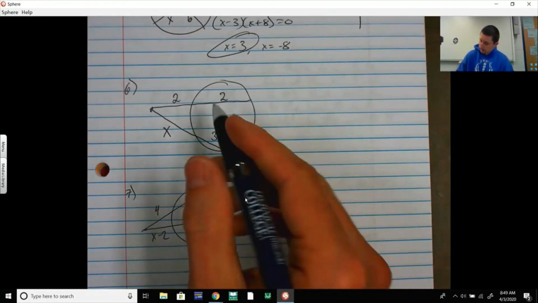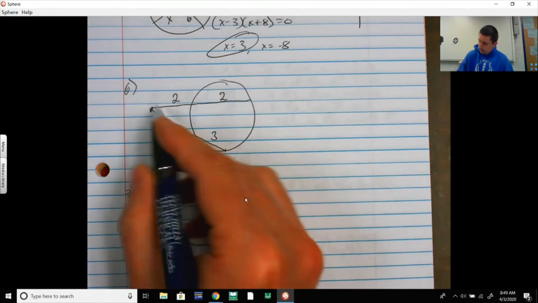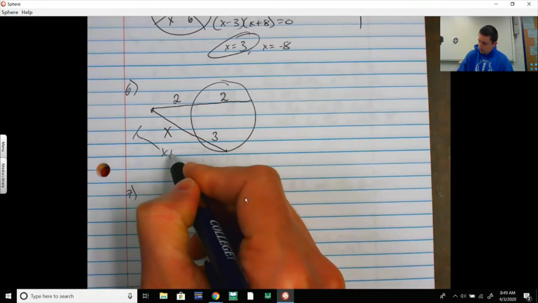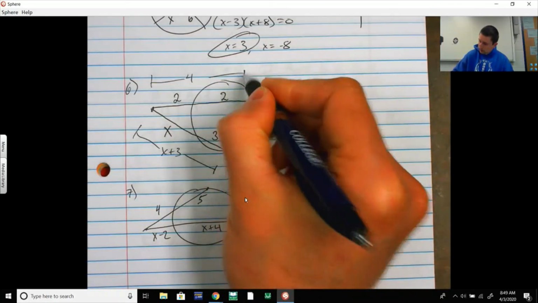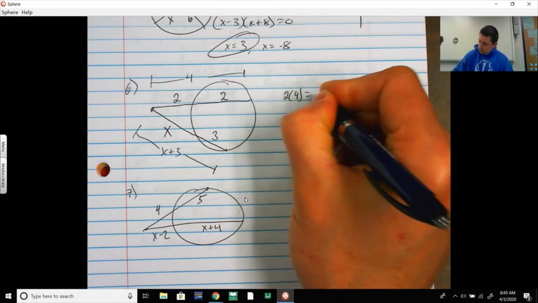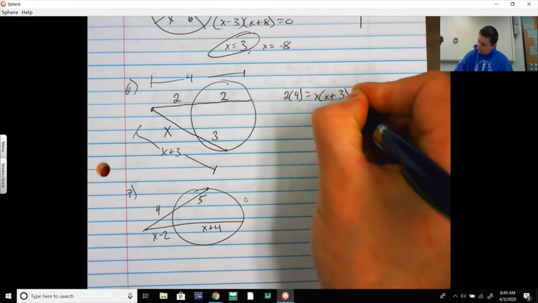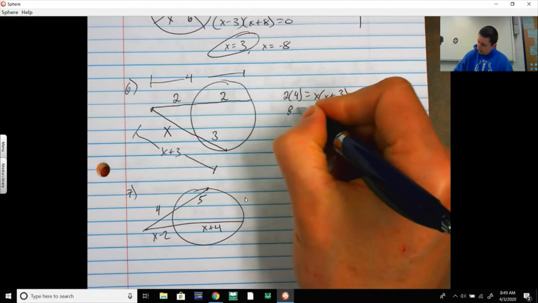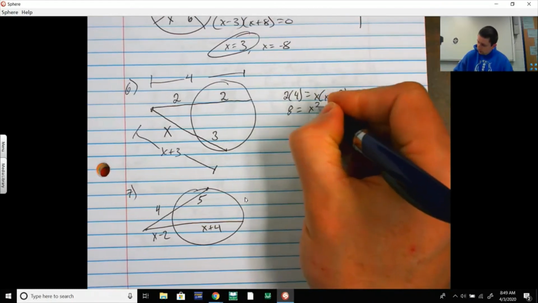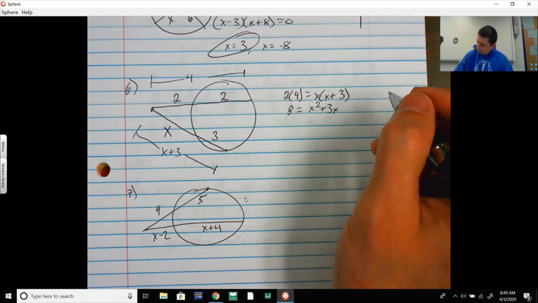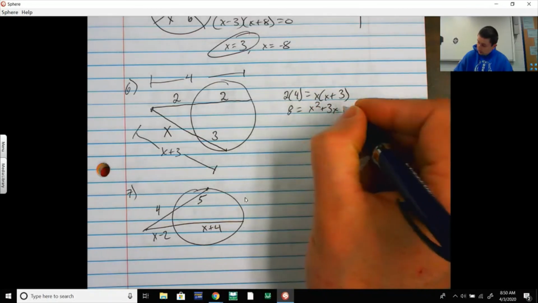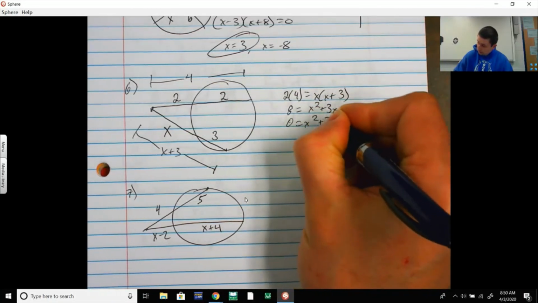Okay. Two secants. Again, this one you need the total length, so that's x plus 3. And this total length is 4. So we have 2 times 4 equals x times x plus 3. So 8 equals x squared plus 3x. And I made this one a bad example. Well, let's finish it in this case. So we minus the 8. So 0 equals x squared plus 3x minus 8.